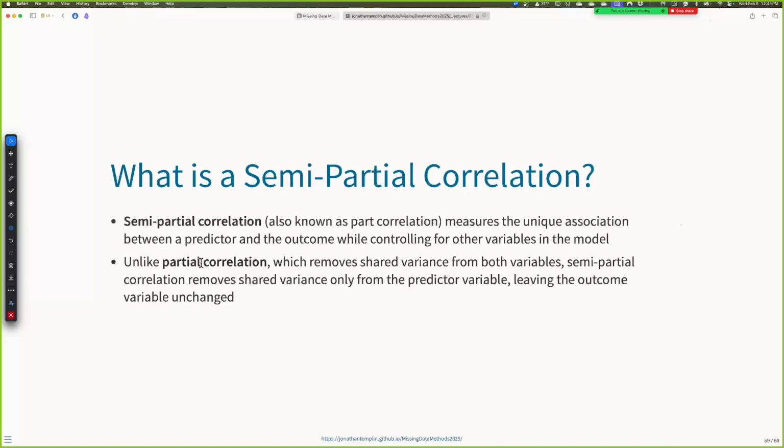Anyway, if you have variable x, variable y, and some auxiliary variable a, and you want the semi-partial correlation of a with y controlling for x, what you're doing is controlling for the overlap of information between a and x on y, right? But y you're not controlling for at all. The alternative is a partial correlation, where you're controlling for the impact of x on a and the impact of x on y. So basically, taking x out of both sides of the equation.